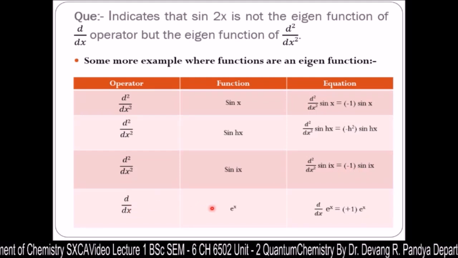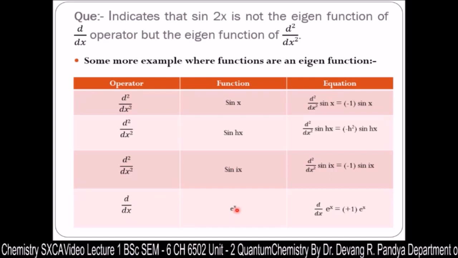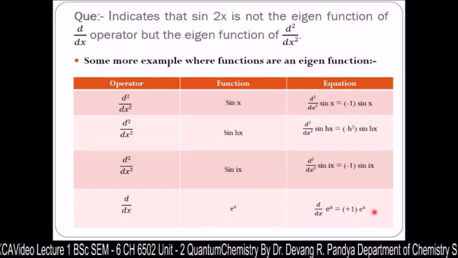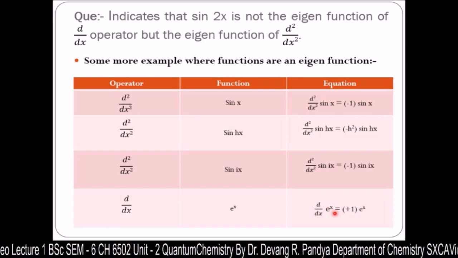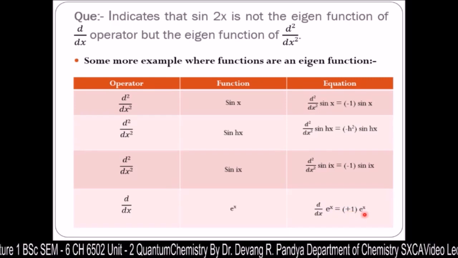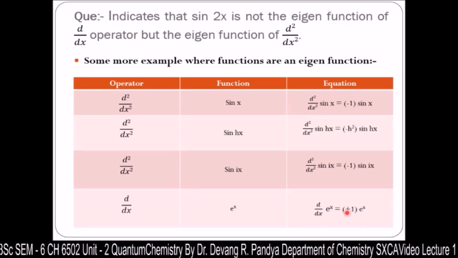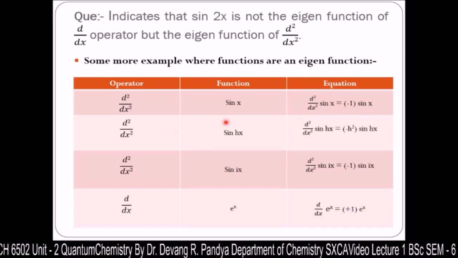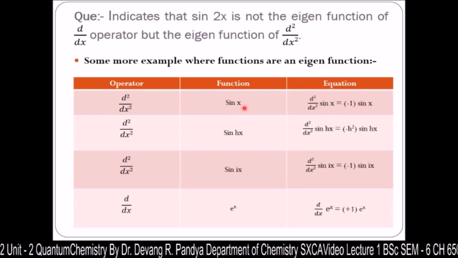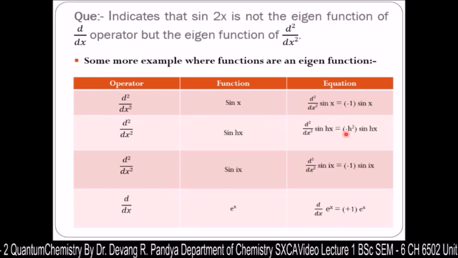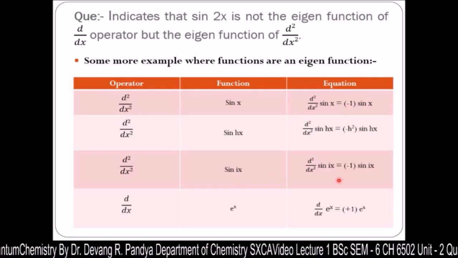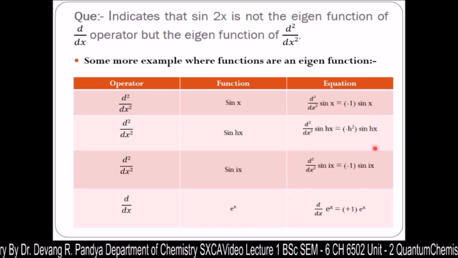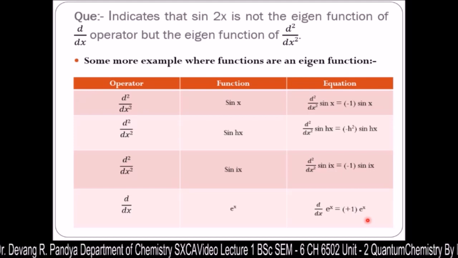Similarly, d/dx operating on exponential x gives plus 1 times exponential x. So the same function is obtained. After the operator operates on e^x, we get the same function, which is the eigenfunction, and this is the eigenvalue. So these are more examples of eigenfunctions and eigenvalues. For these eigenfunctions we have eigenvalues minus 1, minus 1, minus 1, and plus 1. These, sin x, sinh x, sin ix, and exponential x, are eigenfunctions.